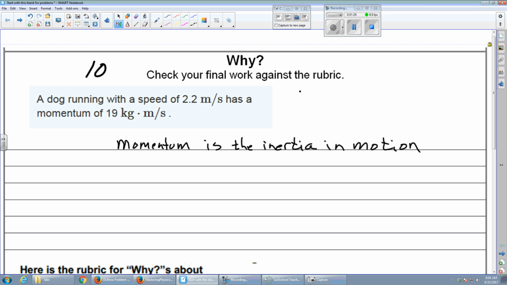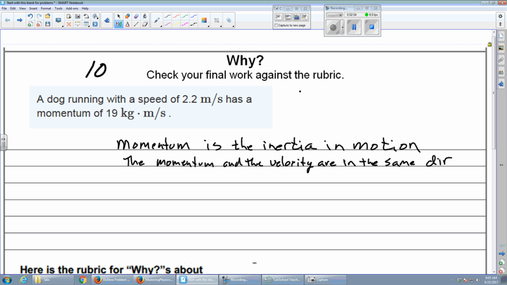I might also want to put that the momentum and the velocity are in the same direction, because they give me the speed here, not the velocity. So that will hopefully keep me from being confused about it.